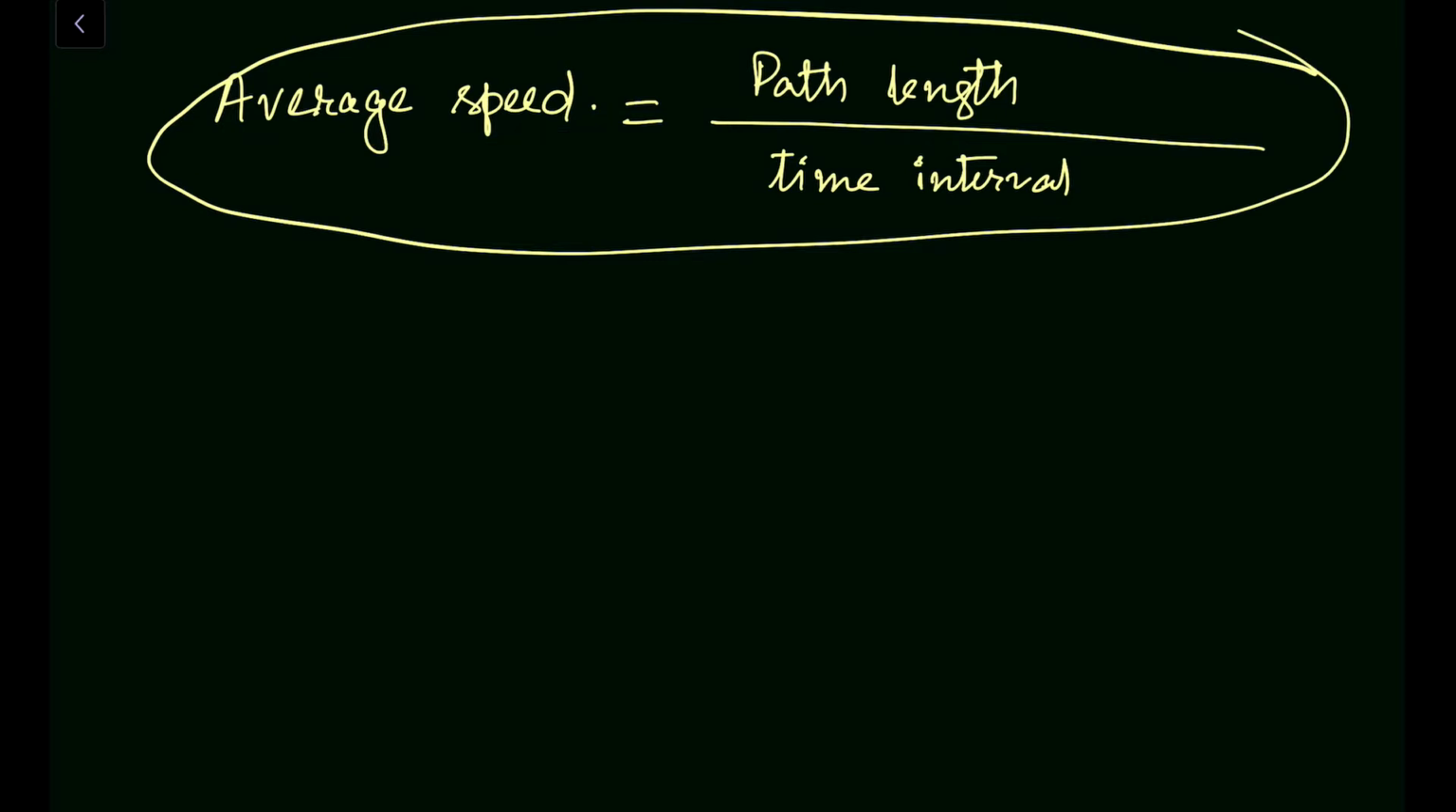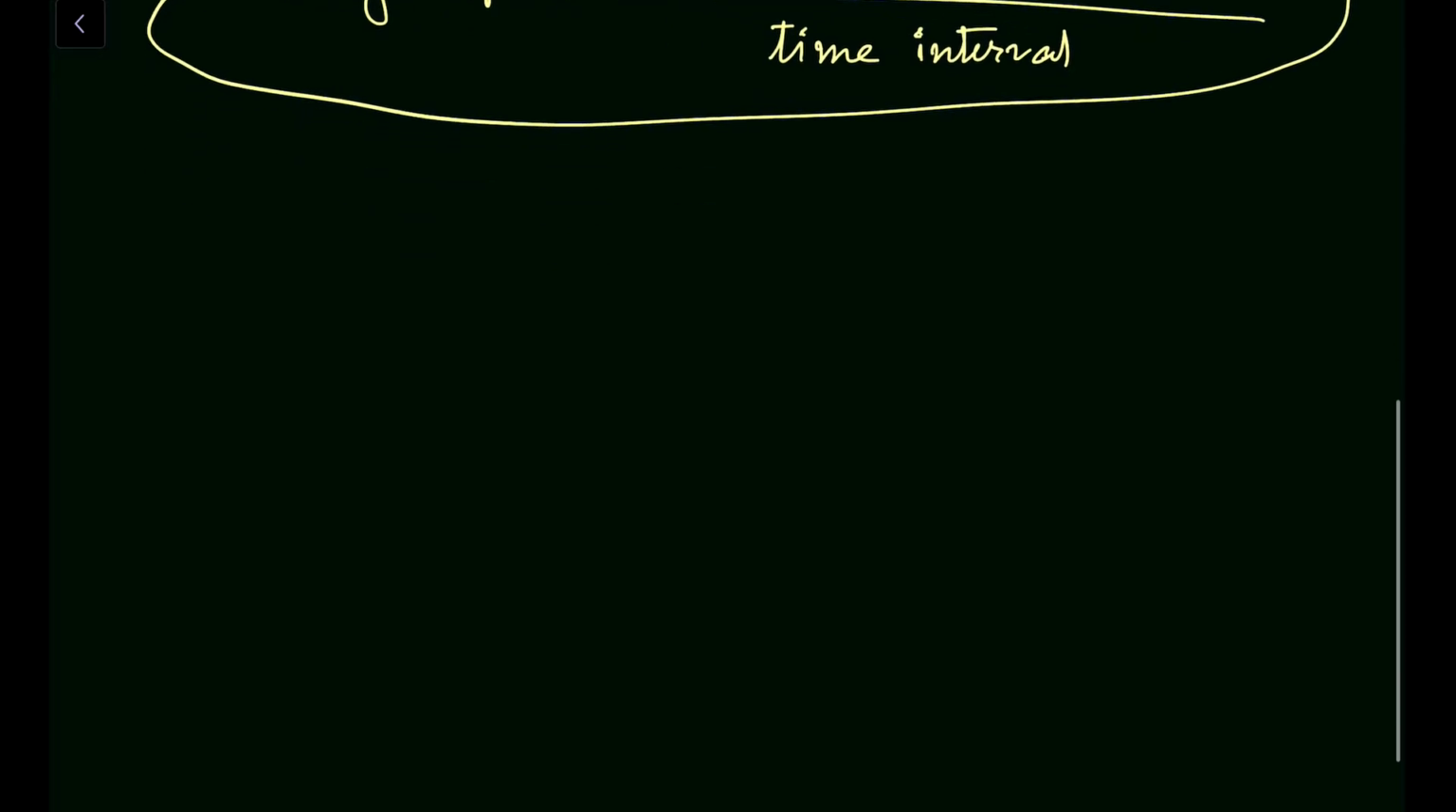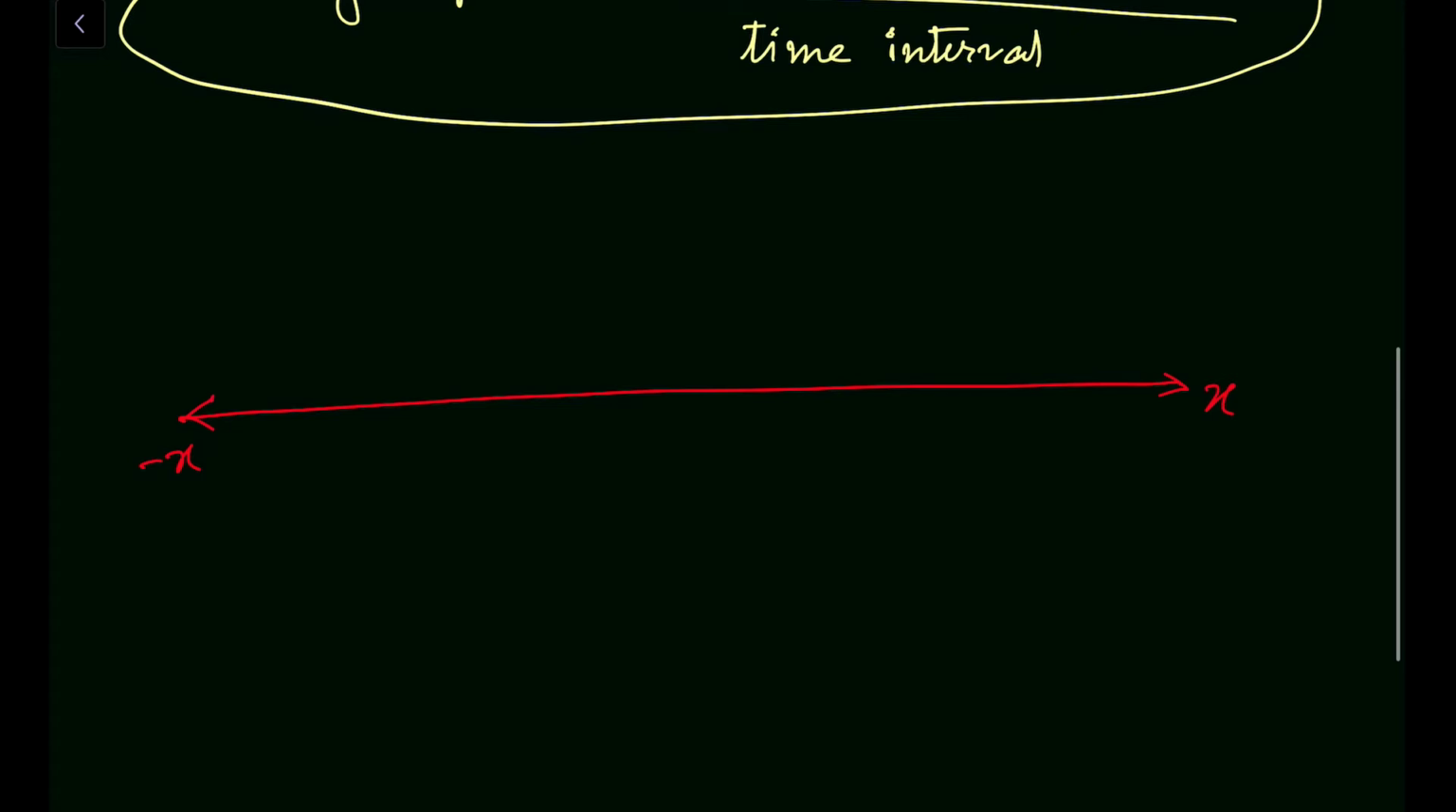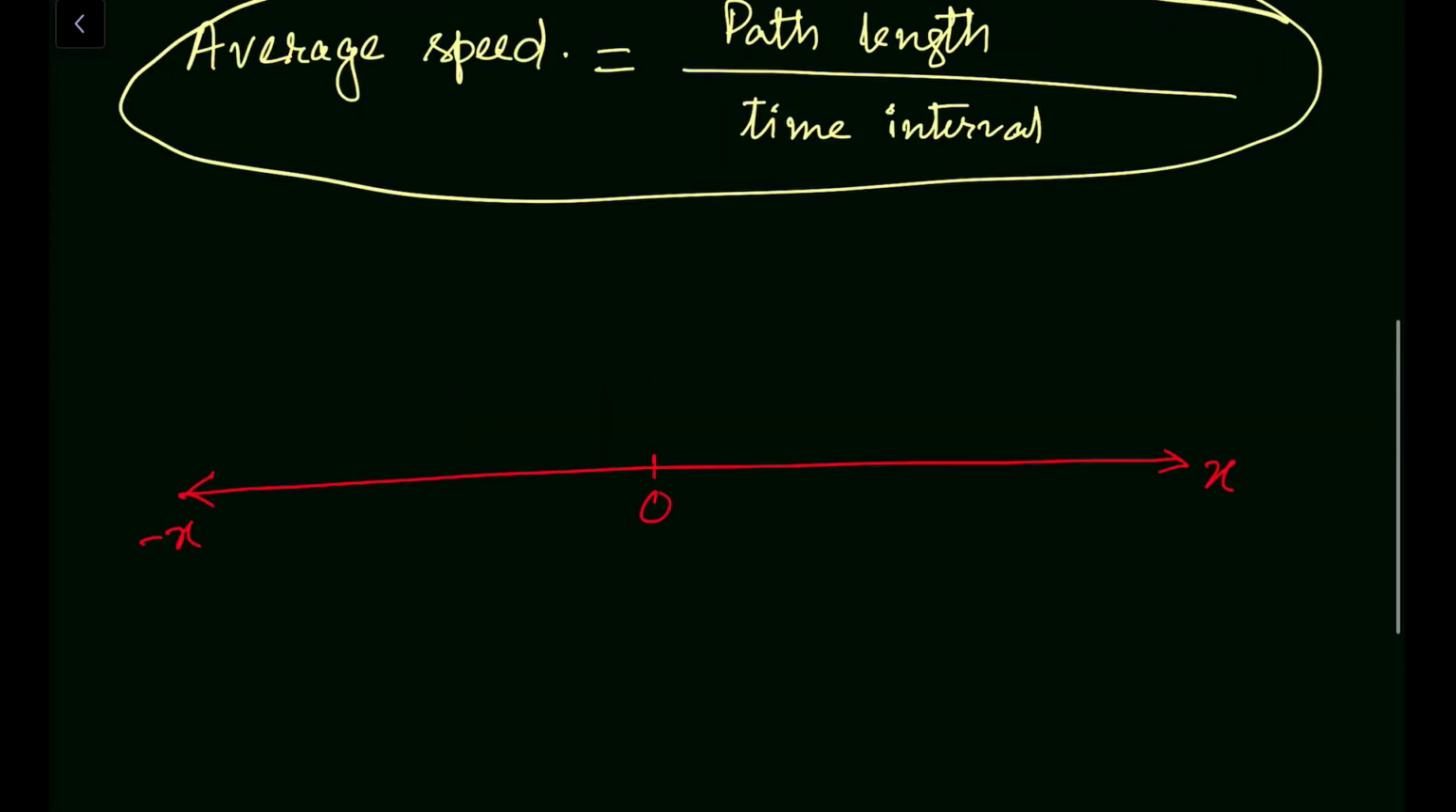Let us take one example. Suppose we have a rectilinear motion. This is one axis, suppose this is the positive x direction and this is the negative x direction, and we have a 0 point here. Similar to the previous cases, suppose one object is here at this point. It moves along the positive x direction up to here. This point is, suppose, 2 meter, and it moves again toward here.